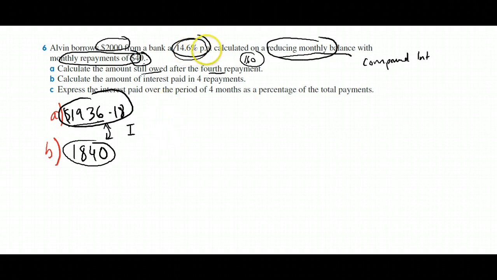The 14.6% per annum each month is getting added on to the debt at whatever the balance is at the end of that month. So the difference between this and that is the interest.